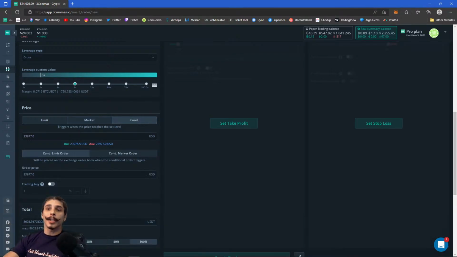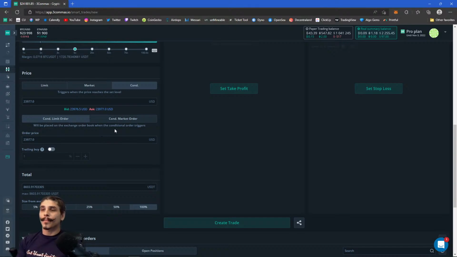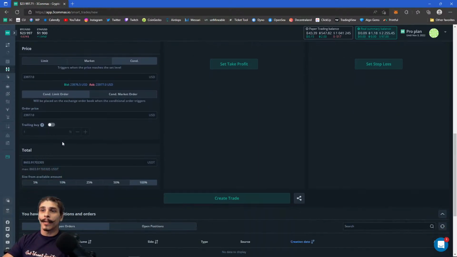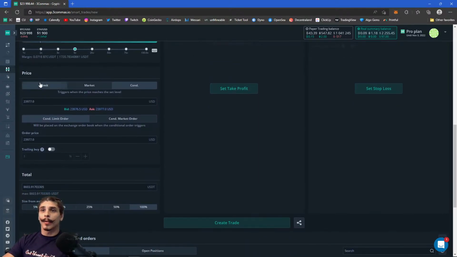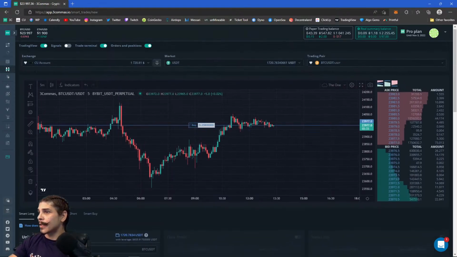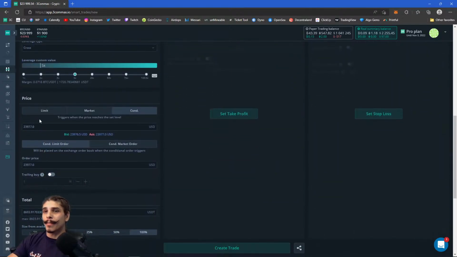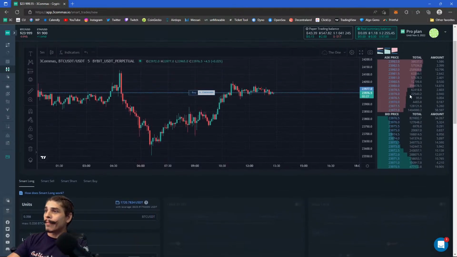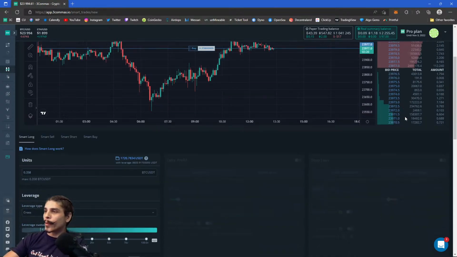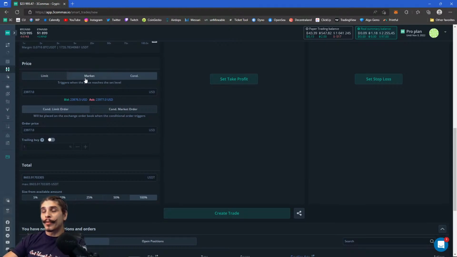Then we have conditional. So this is pretty cool. What a conditional order does is it doesn't actually show up on the order book until a trigger price is met. So when we have a limit order, it gets placed on the order book. People use market orders sometimes to avoid having their plan on the order book, right? Because here we can see what people are doing, and this is from limit orders. So whenever people use market orders, it doesn't show up on the order book.